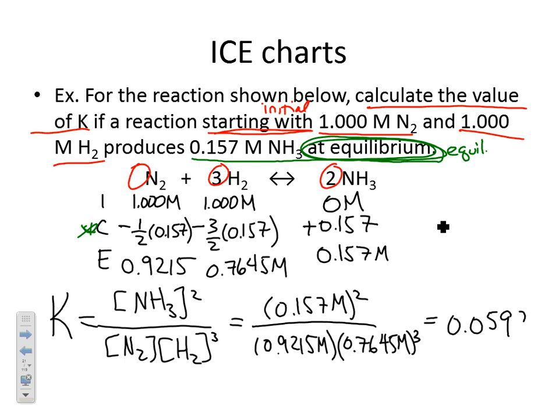I think that's a 599. I hope it is. But I think you get the idea. And this is equal to K. This is K. Remember, K has no units. It's a ratio. It's a ratio of products to reactants.